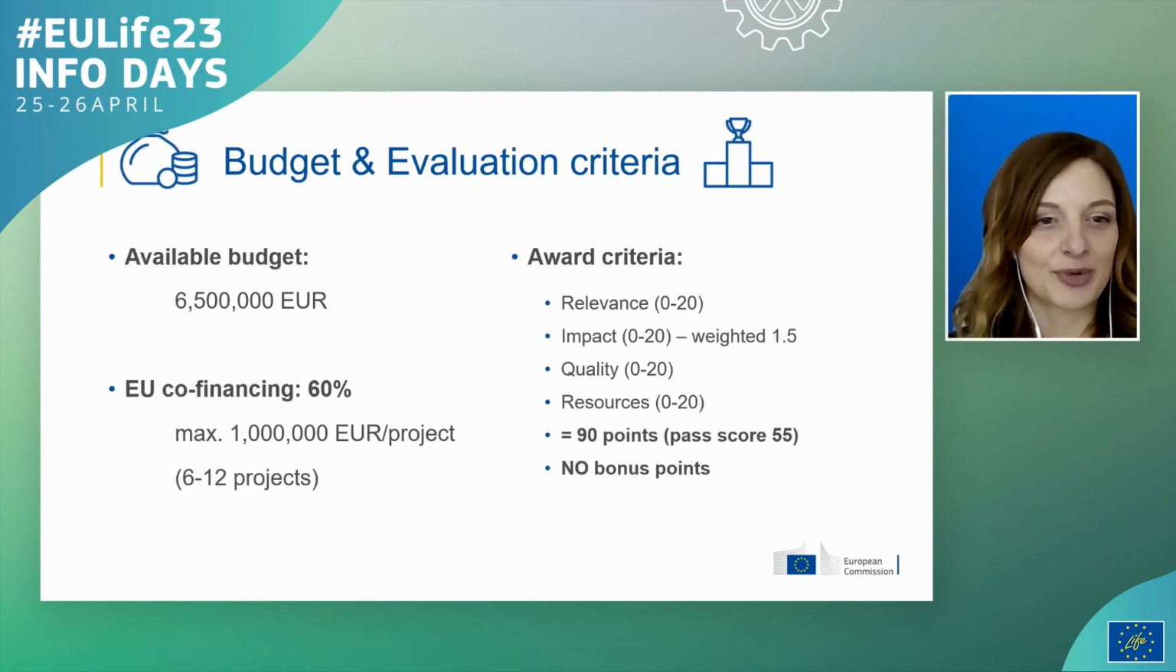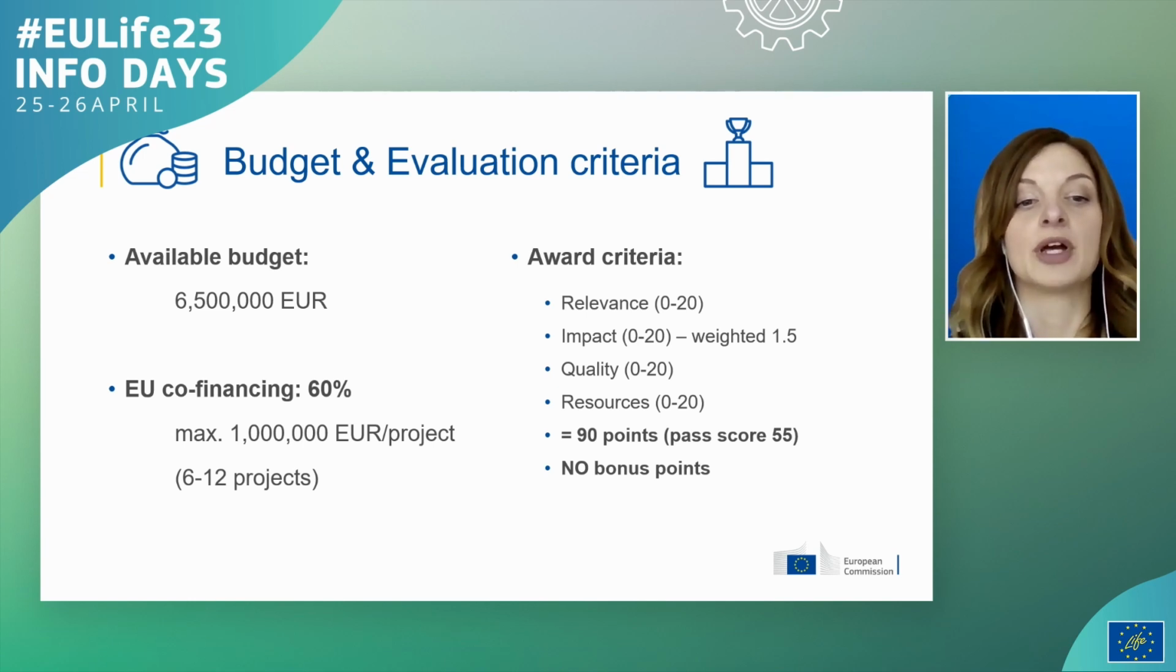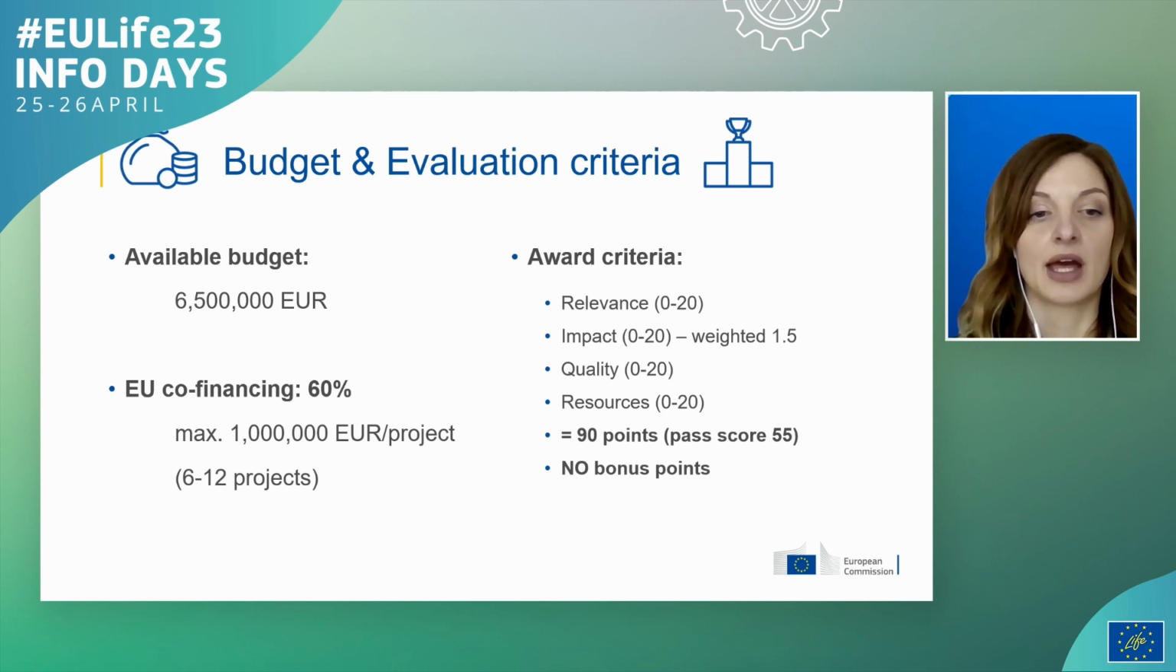So this is pretty straightforward, I think. The available budget we have is 6.5 million. And the co-financing rate is set at 60% with a maximum of 1 million euros of co-financing per project. So based on this, you can already imagine what kind of a budget a typical TAR project would have. And by this, you could see that we could be financing around 6 to 12 projects.